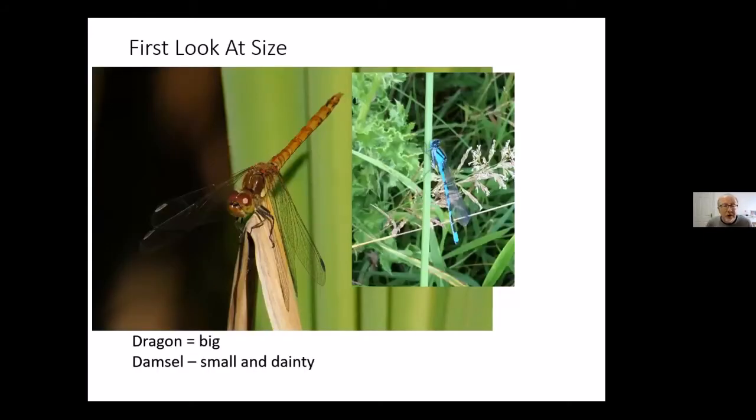Well, assuming that you see one fly by, the first thing that you need to identify or work out is, am I looking at a dragonfly or a damselfly? And the easiest way is to just look at the sheer size. So I've tried to put these photos in scale. So a dragon, think of a dragon, just the word, it's big and meaty and powerful. So a dragon is big and a damsel is small and dainty. So that's the first way of telling the difference.